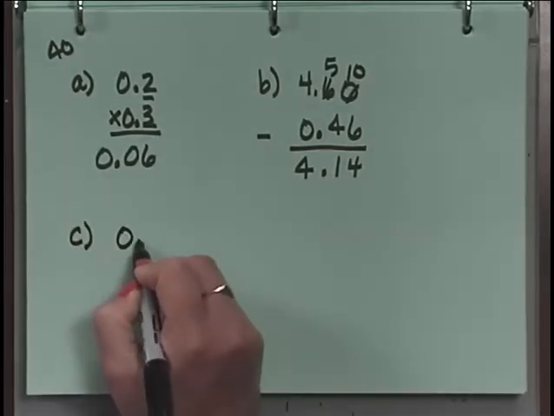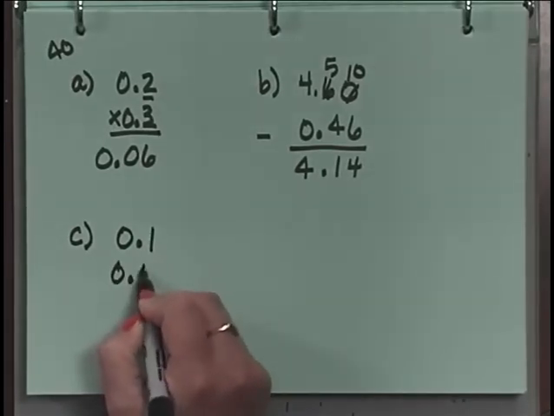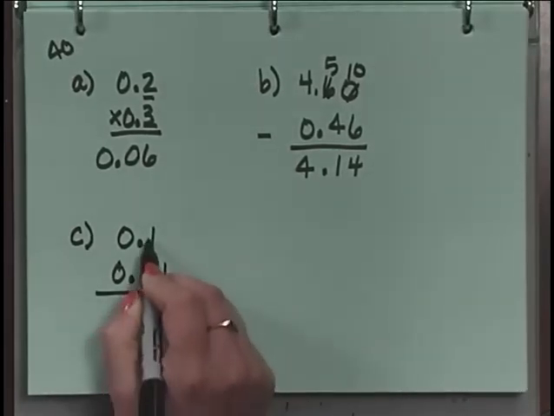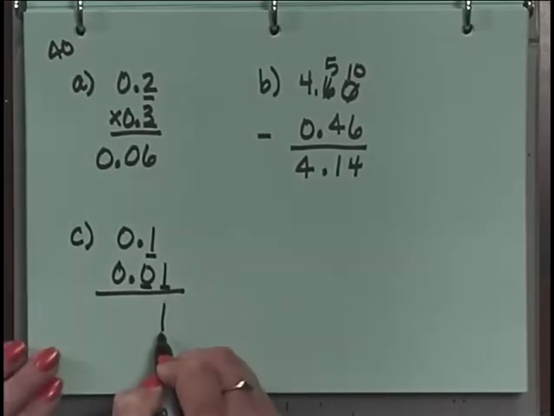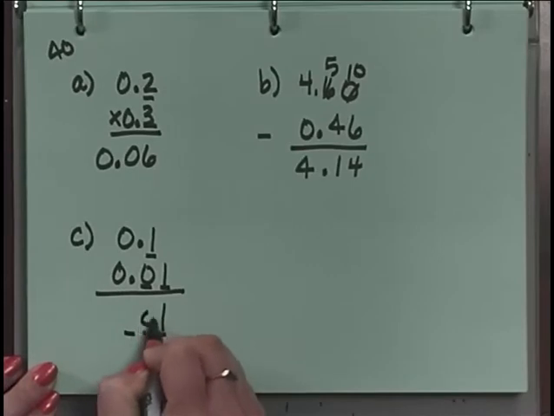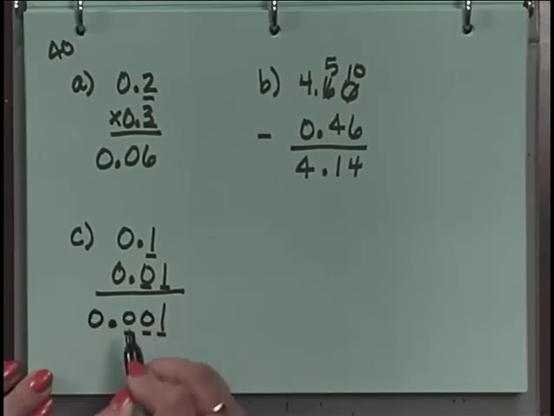Problem C, we have 1/10 being multiplied by 1/100. Well, 1 times 1 is 1, but we need to have 1, 2, 3 decimal places. So we'd insert 2 zeros, and our answer would be 1 1,000th.